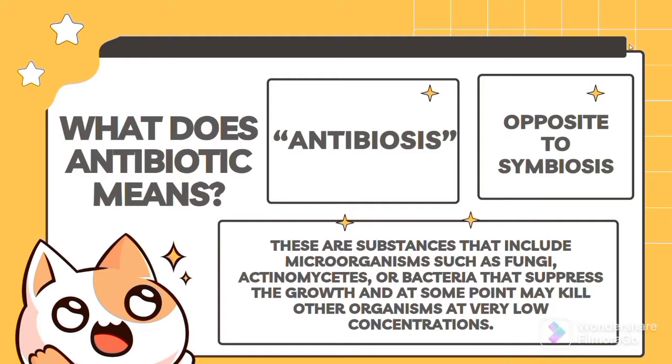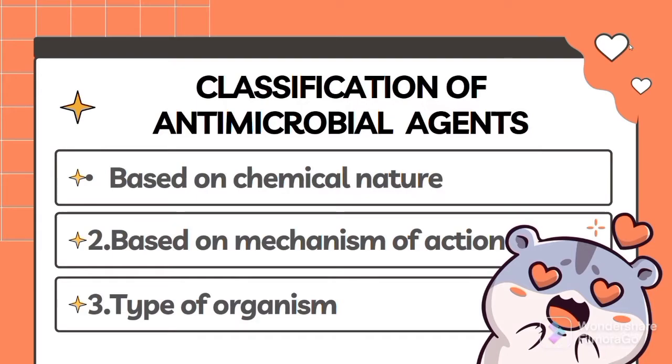To fully dive into the topic, let me first present what antibiotic means. Antibiotic is derived from the word antibiosis, which means opposite to symbiosis. These are substances produced by microorganisms such as fungi, actinomycetes, or bacteria that suppress the growth and at some point may kill other organisms at very low concentrations. Today, both natural and synthetic agents are included in the category of antibiotics under the chemotherapeutic agents. But here are the different classifications of antimicrobial agents.